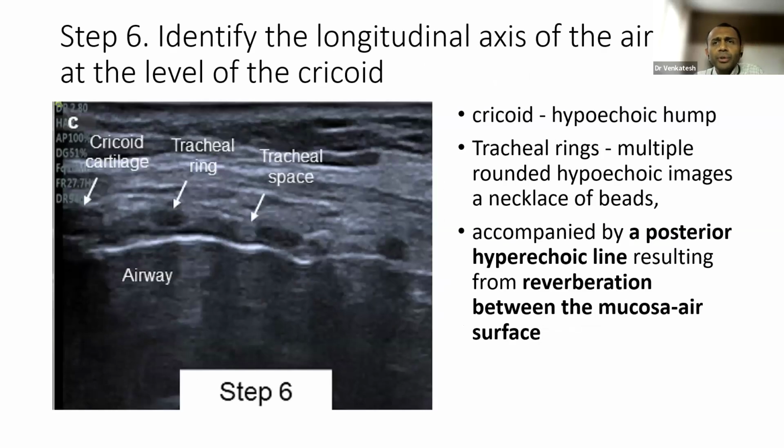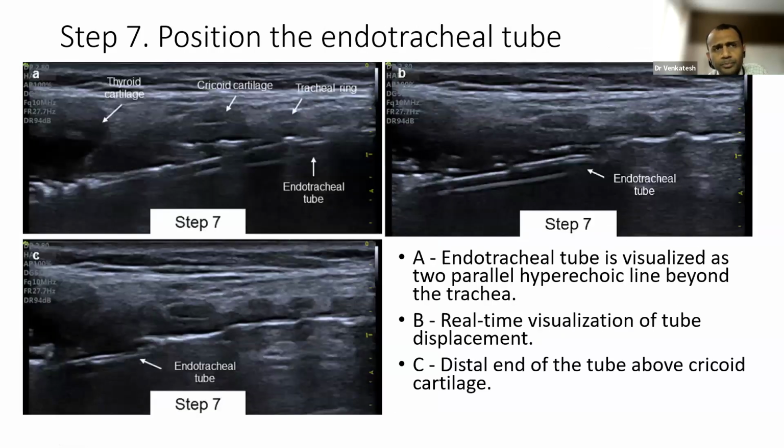Step 6 is identify the longitudinal axis of the airway at the level of the cricoid. This we always perform. Even before the transverse axis, you always screen it in the longitudinal axis. Try to appreciate the structures. The cricoid cartilage is a slightly bigger hypoechoic area. The tracheal rings are small bead-like structures, which you can always appreciate. This is the first. This is the space between the two cartilages. This is the second, and this is the third. This hyperechoic line arises because of reverberation between the mucosa and air surface.